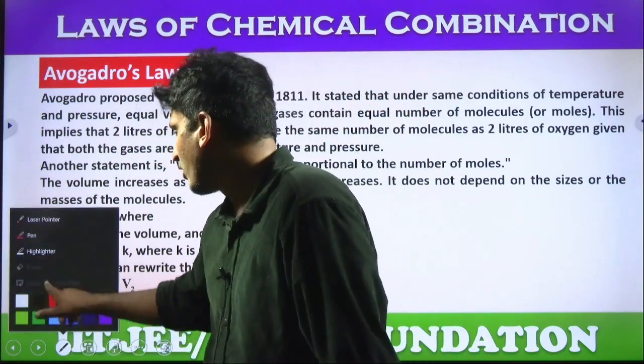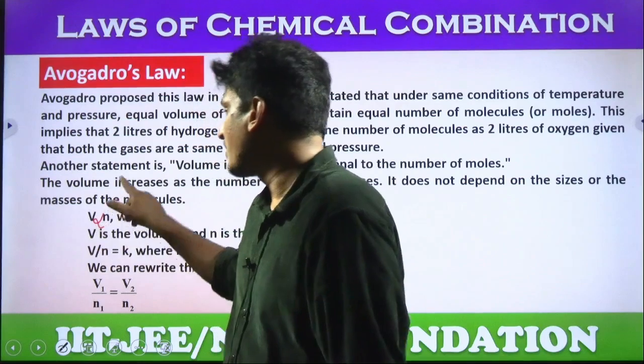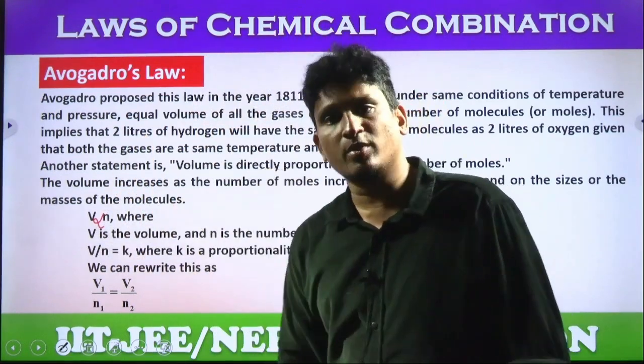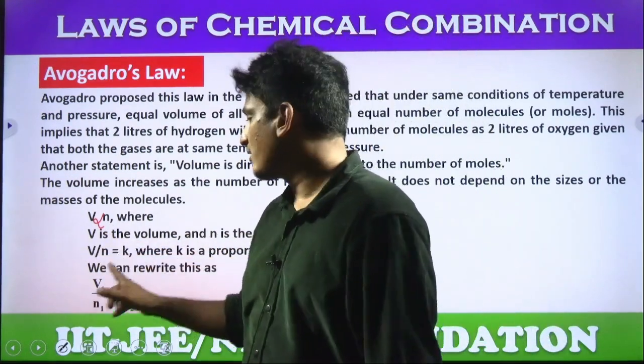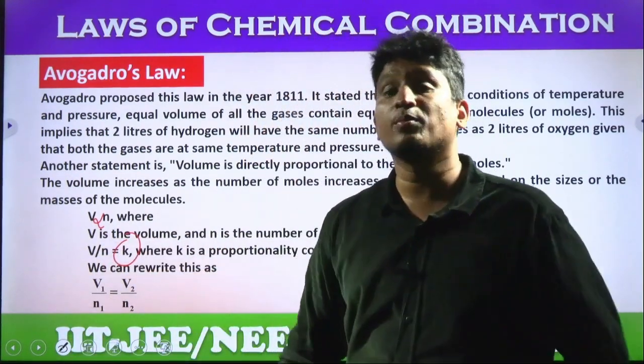You can see the expression here. Volume is directly proportional to the number of moles. Number of moles is directly proportional to the number of molecules. So V is the volume and N is the number of moles. V by N is equal to a constant. This constant is called the proportionality constant.